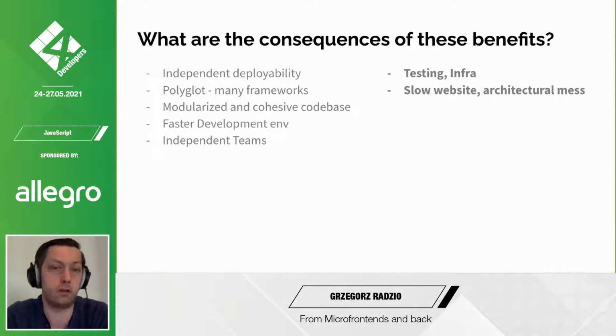Then also the polyglot. A polyglot is great, but it also creates a slow website. So imagine you have those multiple frameworks, and all of them use a different code base, right?